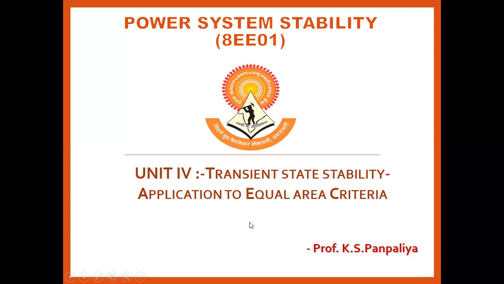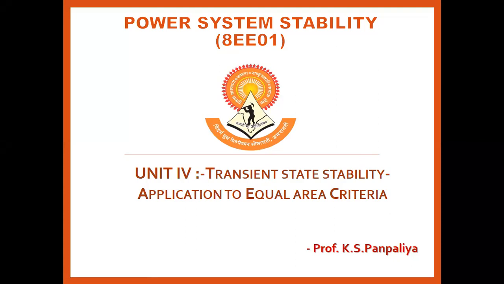Hello everyone. In today's lecture, we will discuss the application of the equal area criteria in Unit 4, that is, in transient state stability. In the previous lecture, we discussed the basic concept of the equal area criteria and why it is important. The equal area criteria is generally used for finding out the prediction of stability. That is, the equal area criteria is used to define the prediction of transient state stability.